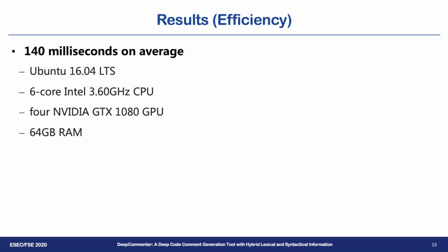In addition, a practical code comment generation tool should be able to produce results in real time, so we conducted efficiency tests on the plugin. The result shows that the server took an average of 140 milliseconds from accepting the request to returning the result.